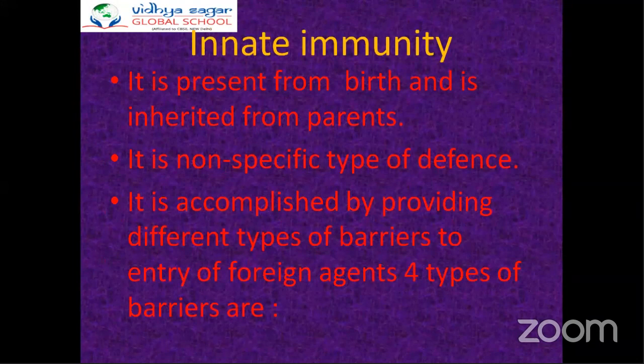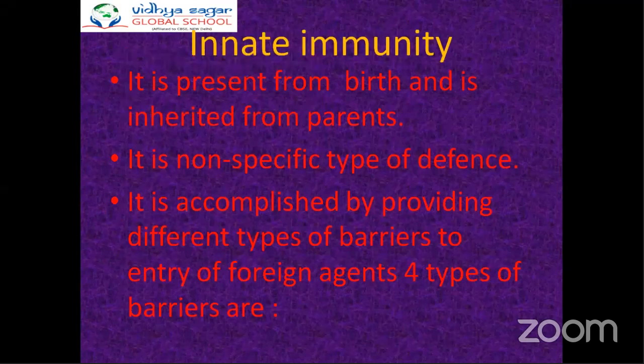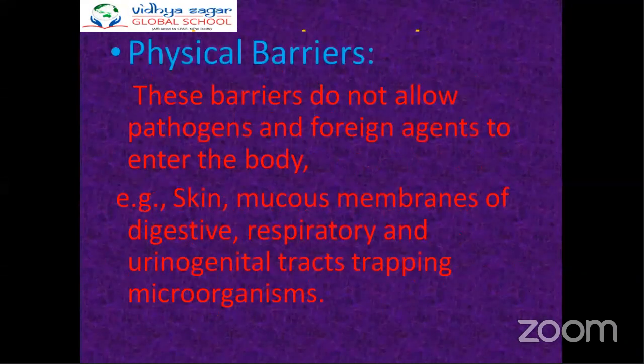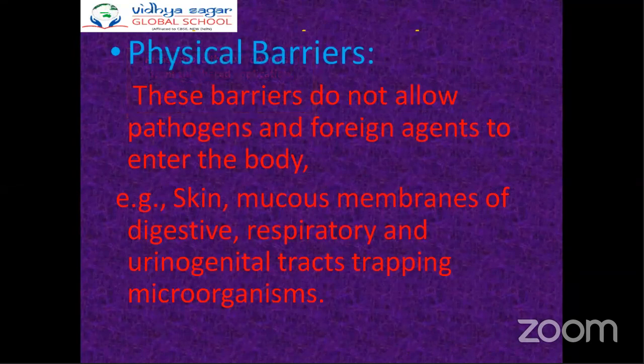There are four types of barriers under innate immunity: physical barriers, physiological barriers, cellular barriers, and cytokine barriers. Under physical barriers, these barriers do not allow pathogens and foreign agents to enter the body. The skin, and the mucous membrane of the digestive, respiratory and urogenital tracts, trap microorganisms. The sticky mucous will trap the microorganisms and not allow their entry.